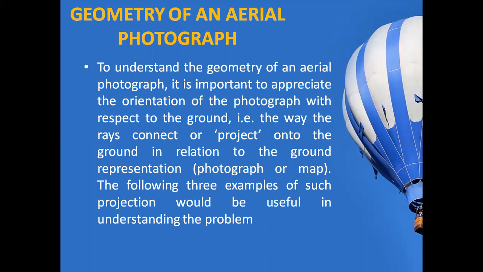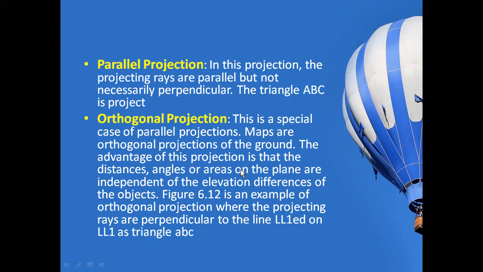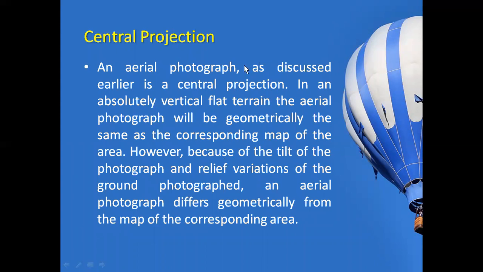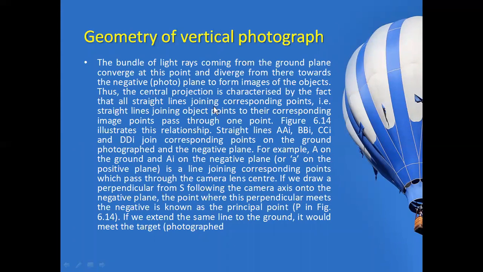Next, the geometry of aerial photographs. For understanding the geometry of aerial photographs, it generally covers parallel projections and orthogonal projections. Parallel projection does not necessarily need to be perpendicular. Orthogonal projection is a special case of parallel projection. Central projections are also discussed. Vertical photographs of flat terrain will be geometrically the same as the corresponding map of the area. So, the geometry of a vertical photograph.